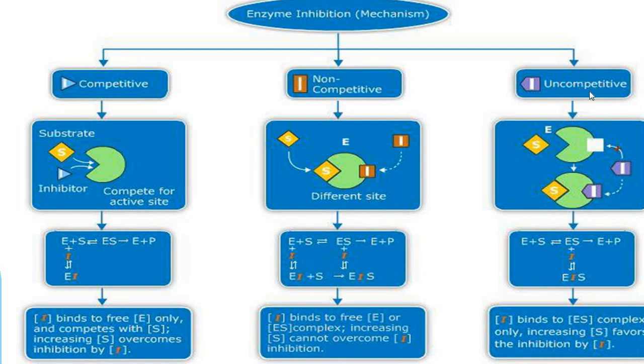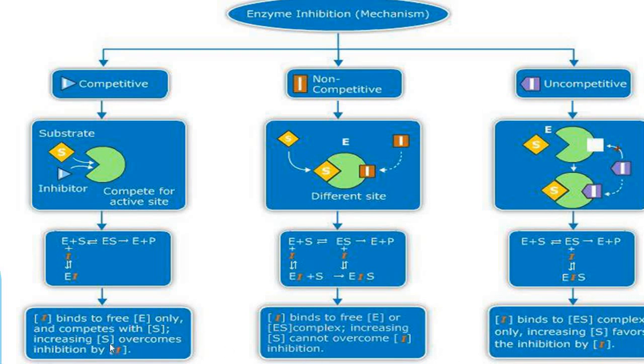If we talk about the uncompetitive inhibition, then what will happen? The substrate can bind to the active site of the enzyme. It will form the enzyme substrate complex, and then the inhibitor can bind to this enzyme substrate complex to form the enzyme inhibitor and substrate complex. In this case, the inhibitor binds to the enzyme substrate complex only, and increasing substrate favors the inhibition by the inhibitor. So this is the difference.